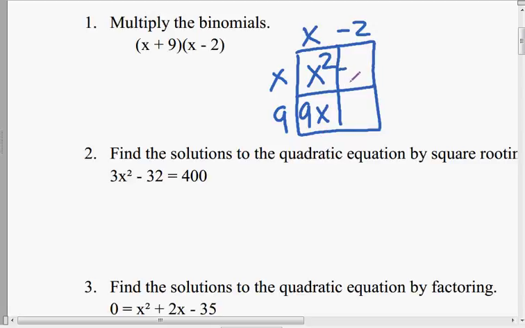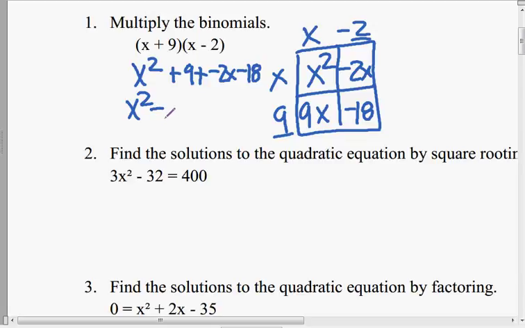Negative 2 times x, negative 2x, negative 2 times 9 gives me negative 18. So I can say this is the same as x squared plus 9x minus 2x minus 18. I combine like terms, x squared plus 7x minus 18.